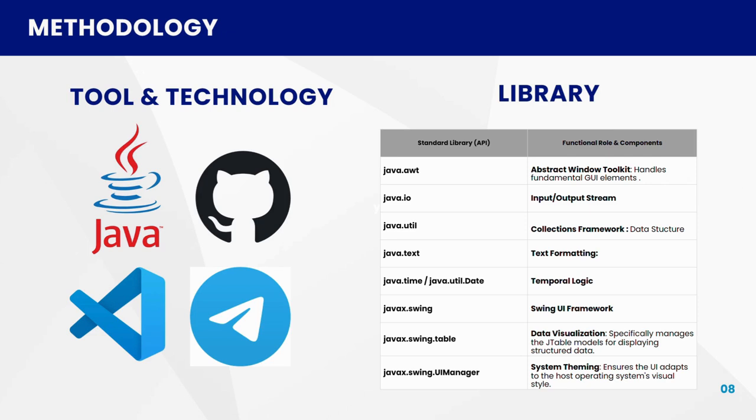And we also use many libraries in Java. So the first one is java.awt, which we use to handle GUI elements. And the second one is java.io, IO meaning input and output. And the third one is java.util, so it is basically the collections framework with the data structures of Java, java.time, java.swing, and java.swing.table. So it basically manages the table model to display the data.